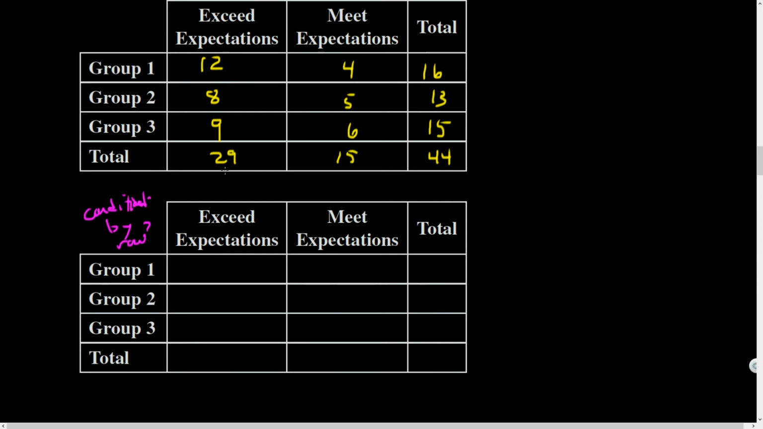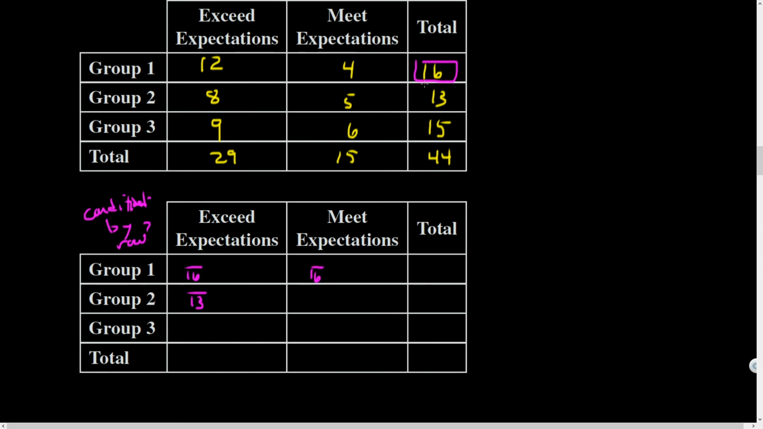I think I can. There's a few different ways you could do this. I could have found the joint relative and marginal relative and then done the conditional. But based on the previous example, I could jump right into conditional. So I'm going to do this given group. I'm looking at how often they exceed given what group they're from. And so this would have been out of 16. This would have been out of 13.